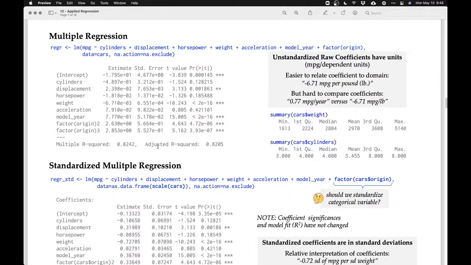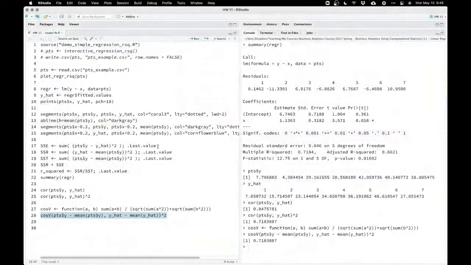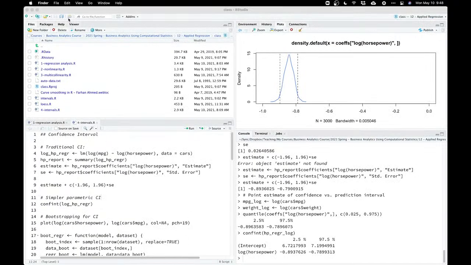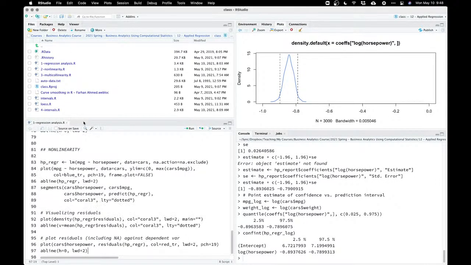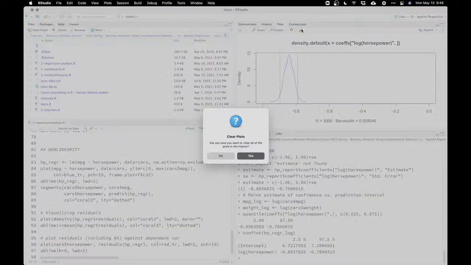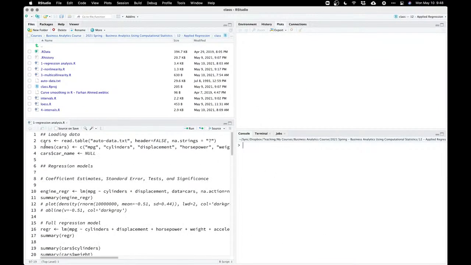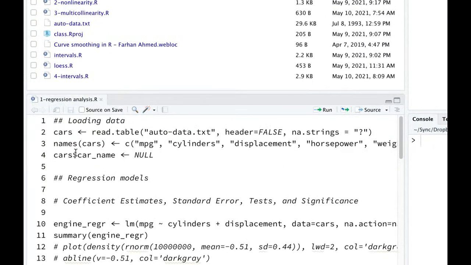Let's take a look at the full regression model that you did for your homework. All right. So when you did the full regression problem, you got something like, let me close this one down. Clean up my workspace. All right, so let's load the car data set.